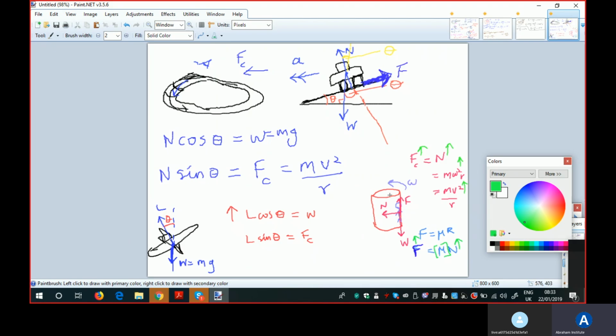The faster this rotates, the greater will be the normal contact force, because when omega or v increases, the centripetal force increases, and the normal contact force n increases. So according to this equation, when n increases, the frictional force increases, so it will be sufficient to balance the weight.